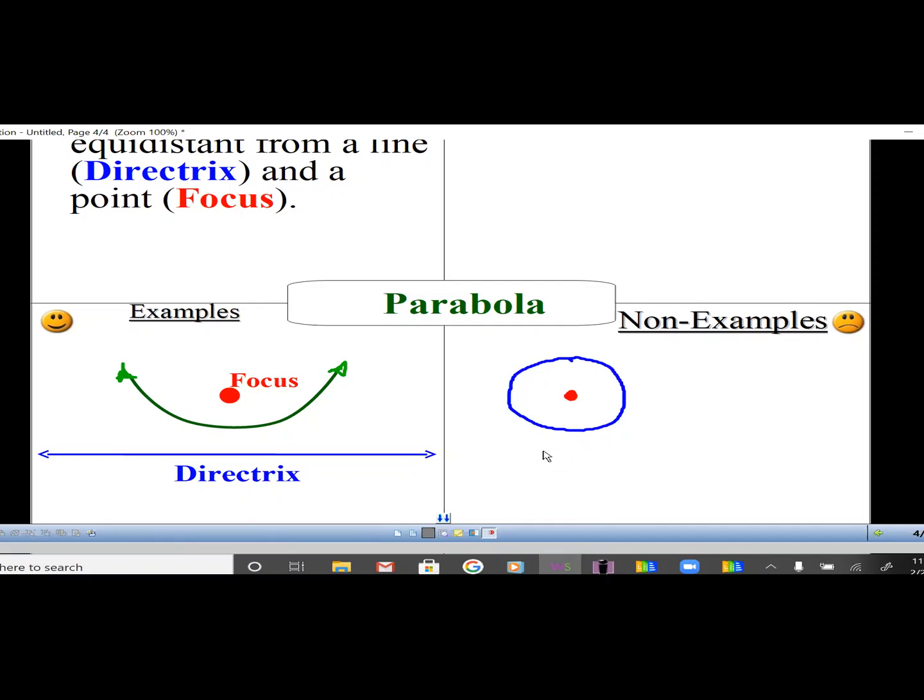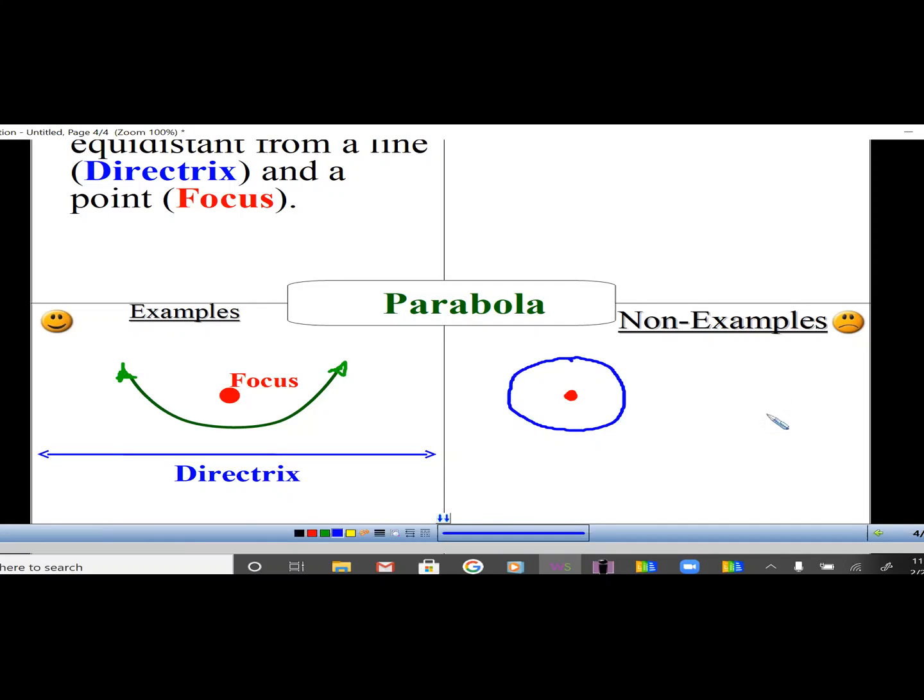The directrix line is supposed to be a line, not a circle. Yeah, its directrix is missing. So these points are equidistant only from the center. That's why this is known as a circle. Whereas the parabola needs two things that need to be equally distant: the focus and the directrix.